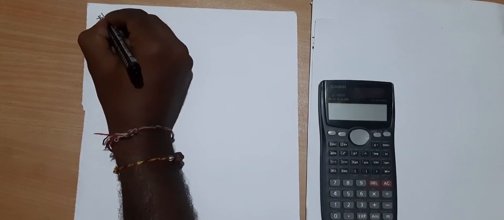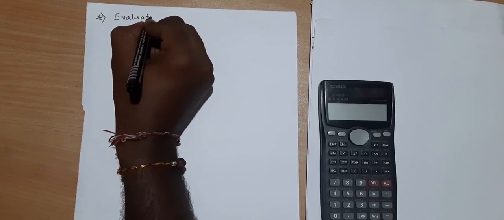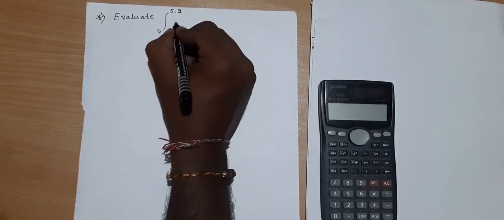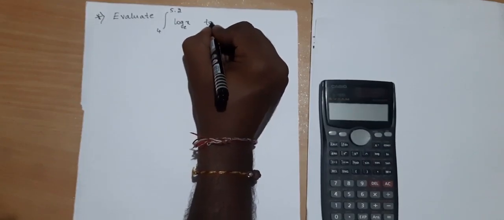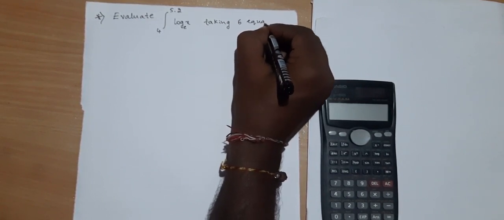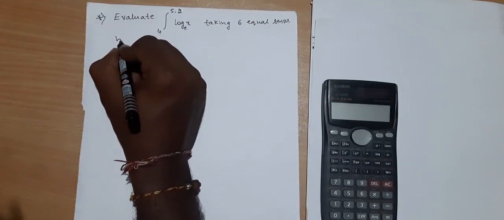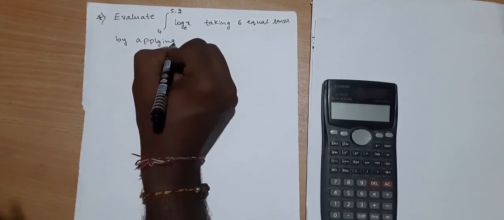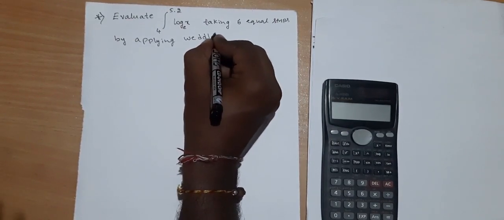Problem: evaluate the integral from 4 to 5.2 of log x base e, taking 6 equal strips, by applying Weddle's rule.